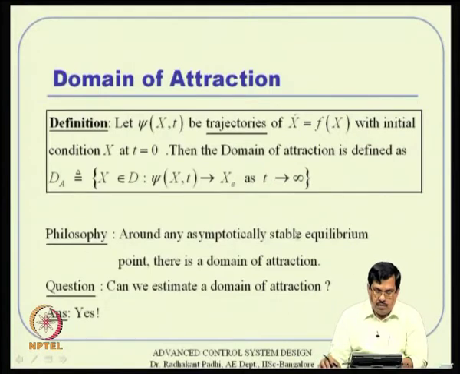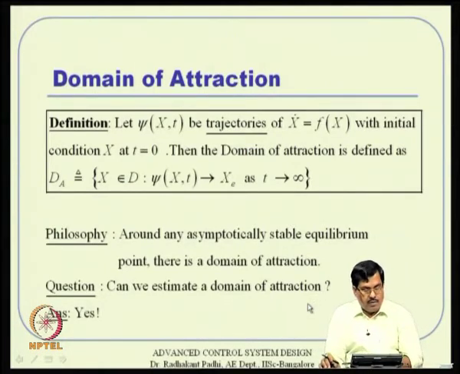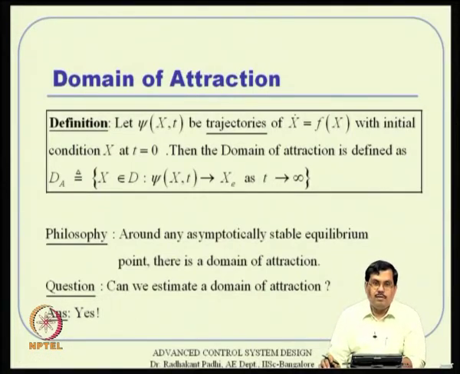So, the philosophy, as I told, is that around any asymptotically stable equilibrium point there is a domain of attraction, and the question obviously is, can we estimate this domain of attraction? Very fortunately, the answer turns out to be yes, but unfortunately the answer also turns out to be very conservative. That means the domain of attraction can be larger, but you may not be able to estimate that larger bound. You will have to be happy with a smaller bound estimate, largely because these Lyapunov theorems are again sufficiency conditions.